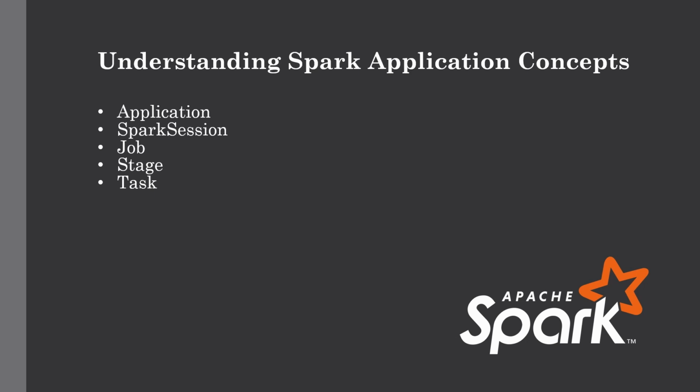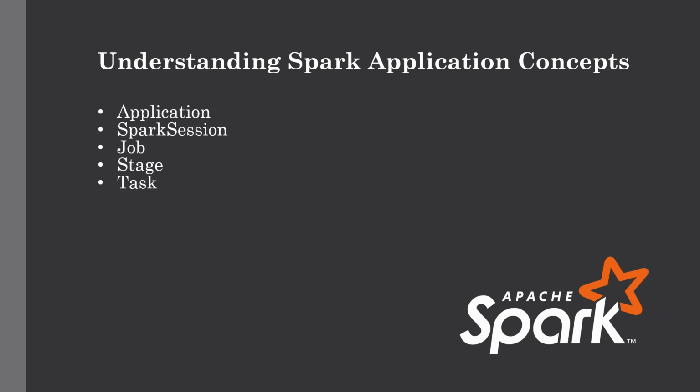Then comes the job. A job is nothing but a parallel computation consisting of multiple tasks which gets distributed in response to a Spark action. What are actions and what are transformations, that comes as the next topic. And we have the task itself. A task is nothing but a single unit of work that will be sent to the Spark executor. So let's dig further into these topics to understand how it actually works.